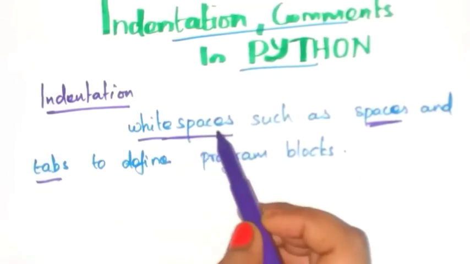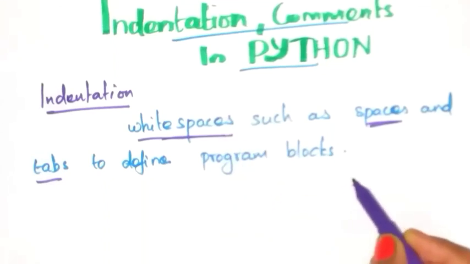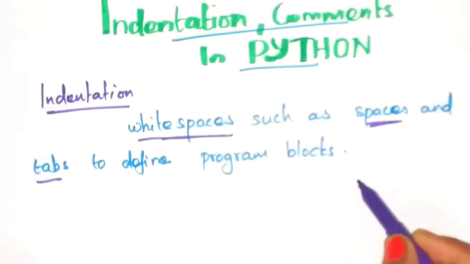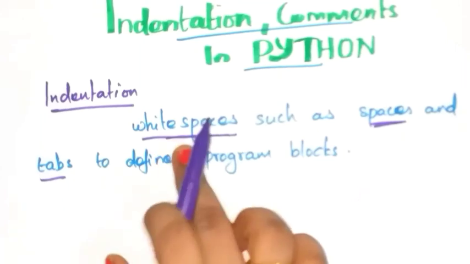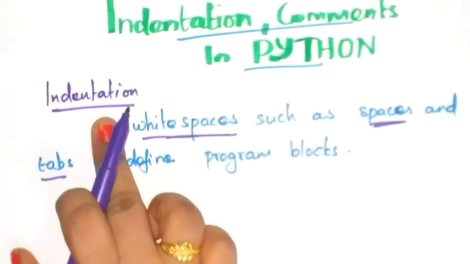When you give white spaces, the cursor moves from here to here. When you give white space again, it moves from here to here. Giving white spaces to program blocks is called indentation.